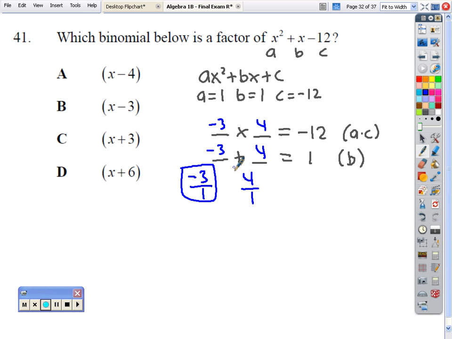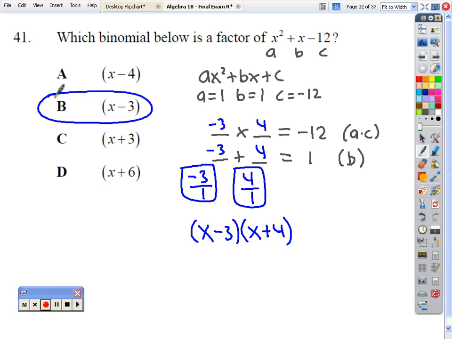And I'm going to get fractions. I'm going to use those fractions to write my terms. When I have negative 3 over 1, that equals 1x, the 1 representing the coefficient of the x, minus 3. And the other one is going to be 1x, or x, plus 4. So I've just factored that trinomial, and now I look to answer the question, which binomial below is a factor of x squared plus x minus 12? And I have x minus 3 and x plus 4, and x minus 3 is the only one of those two in the answers. Okay?